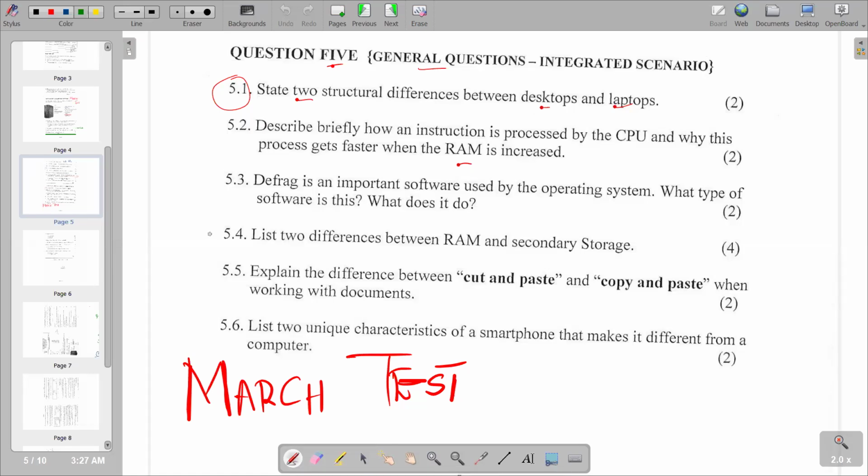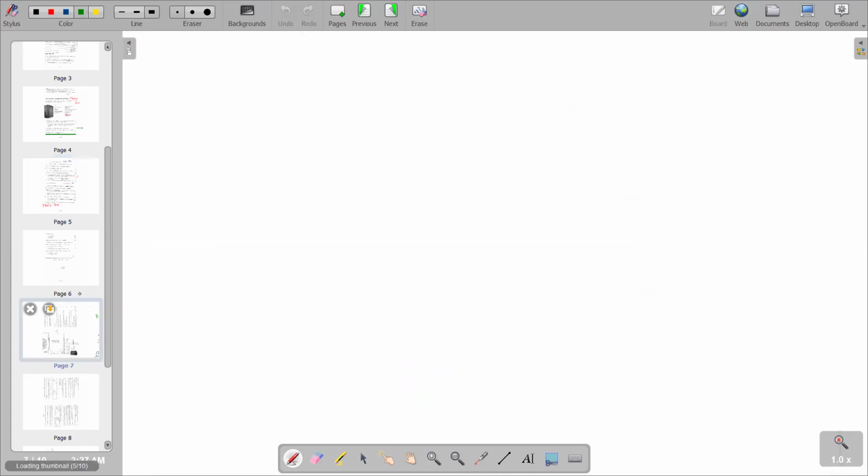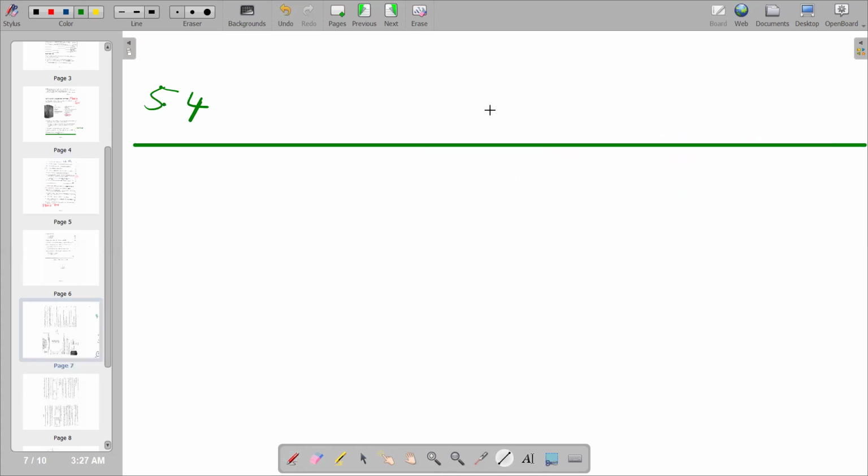On our next question, 5.4 reads, list two differences between RAM and secondary storage. So going to our answer section, you would see that we can present that in the form of a table, 5.4.